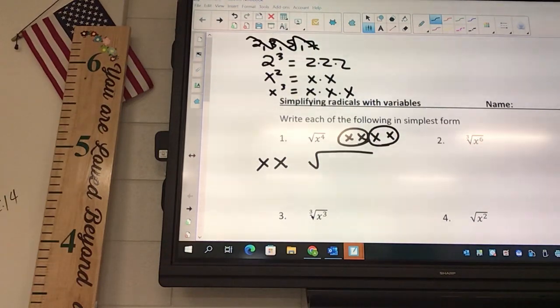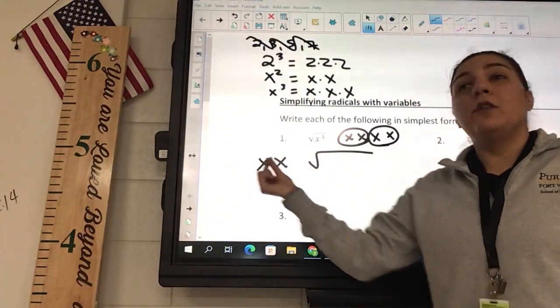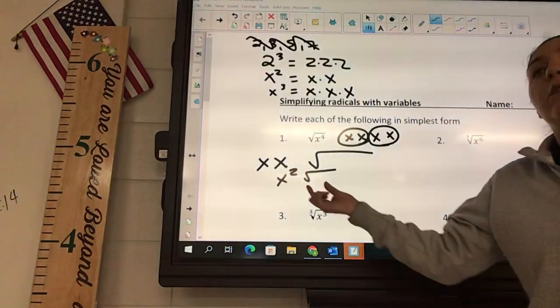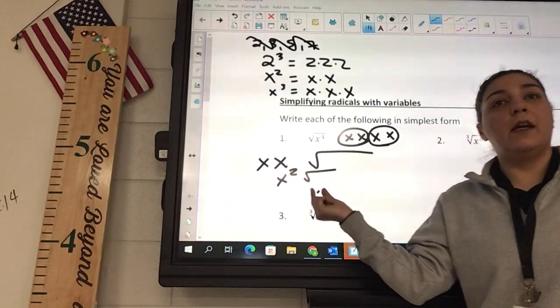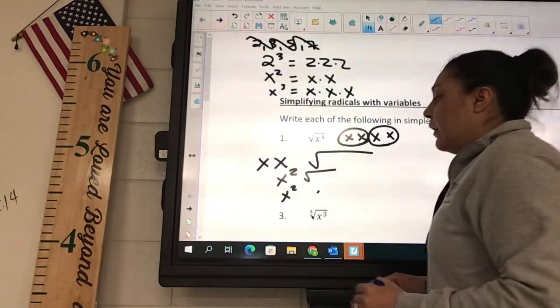Just the way we did numbers. What if there were no numbers left? That just means no one's home. Then you multiply them just like we did with numbers. So you're going to get x squared, square root, but we don't leave a square root empty. So our answer is just going to be x squared.